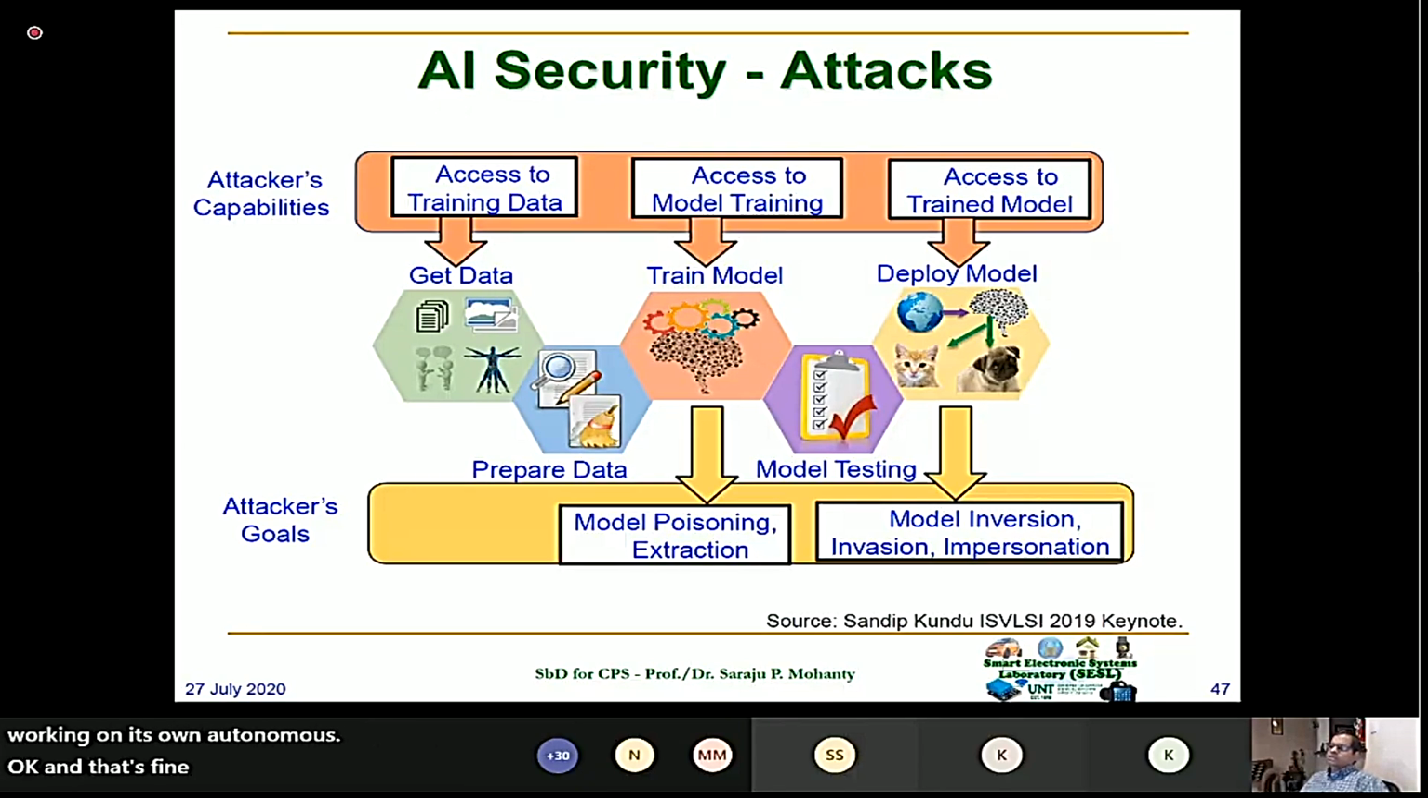If data is bad, we have a bad model. The model also can be changed by hackers, and data can be poisoned.